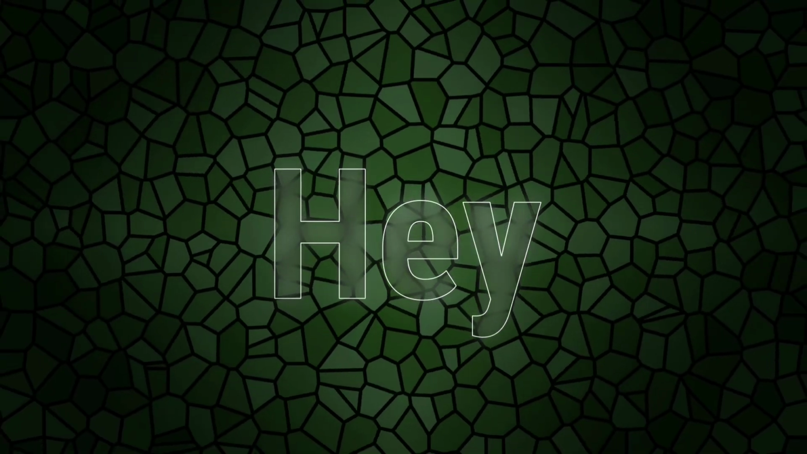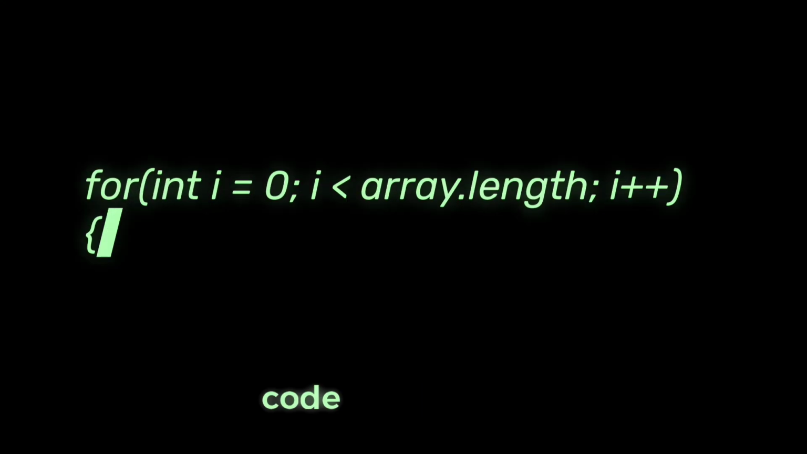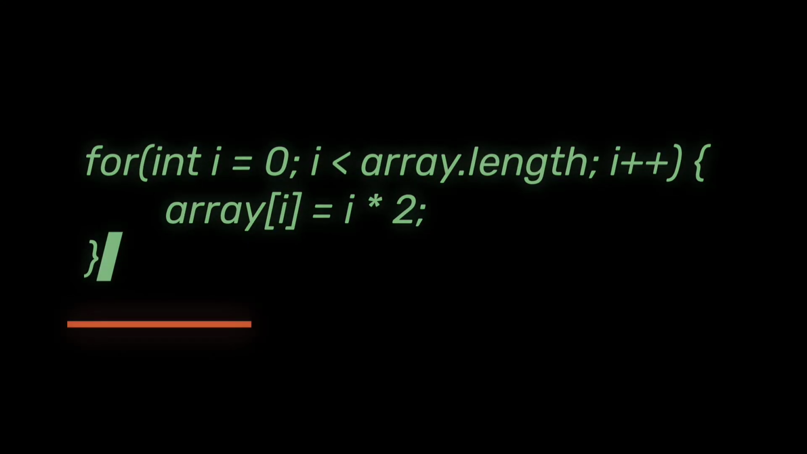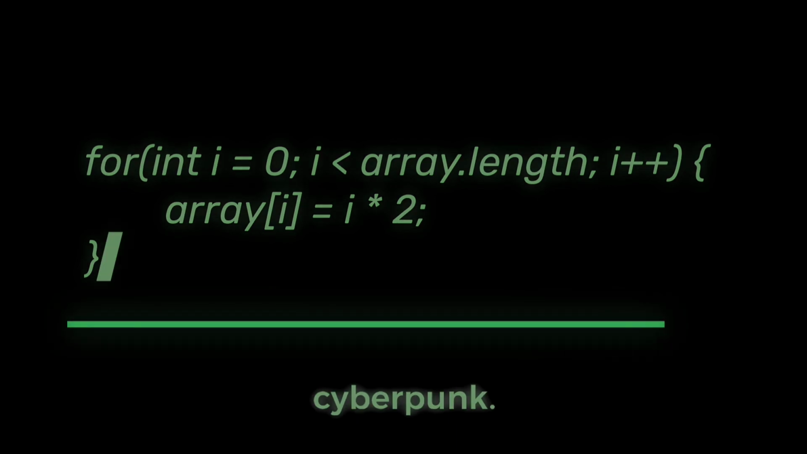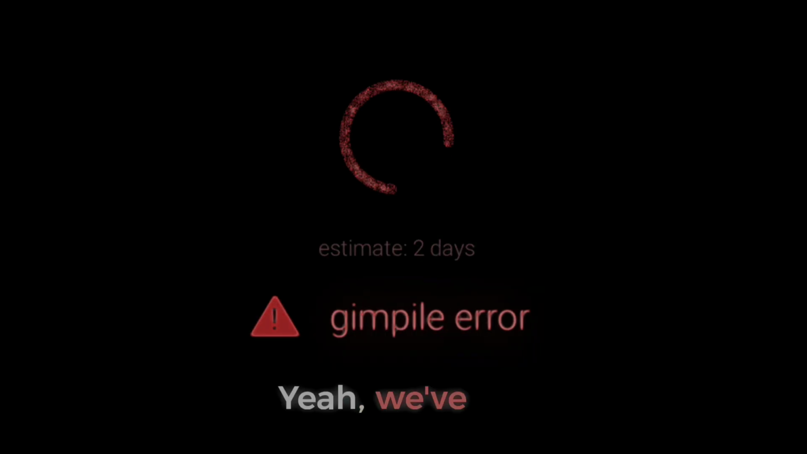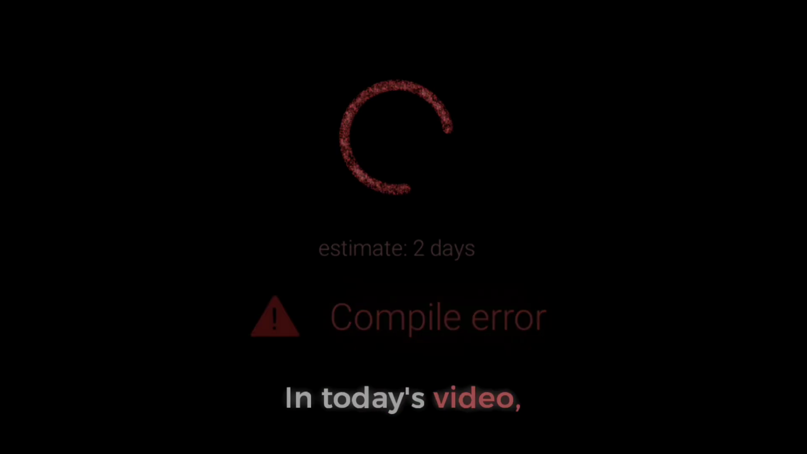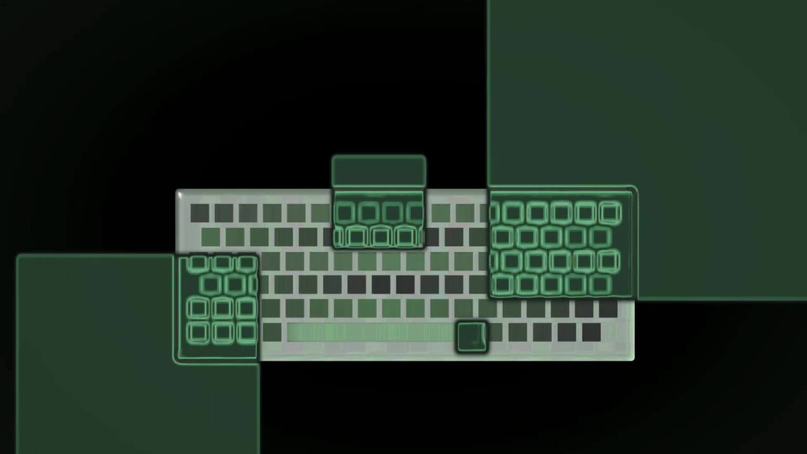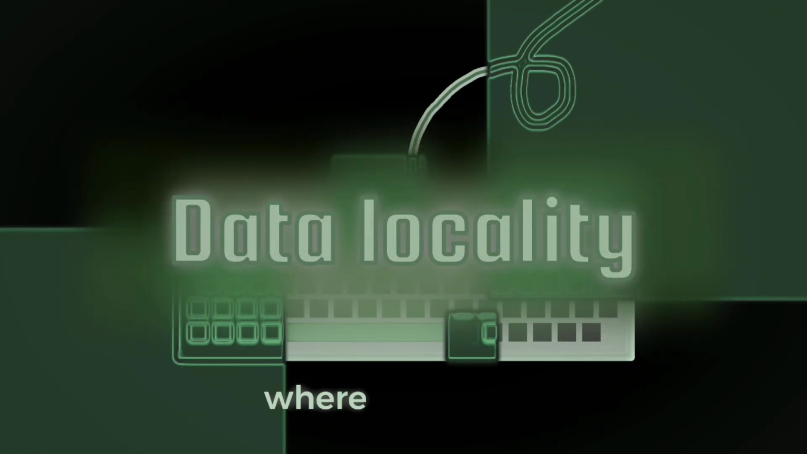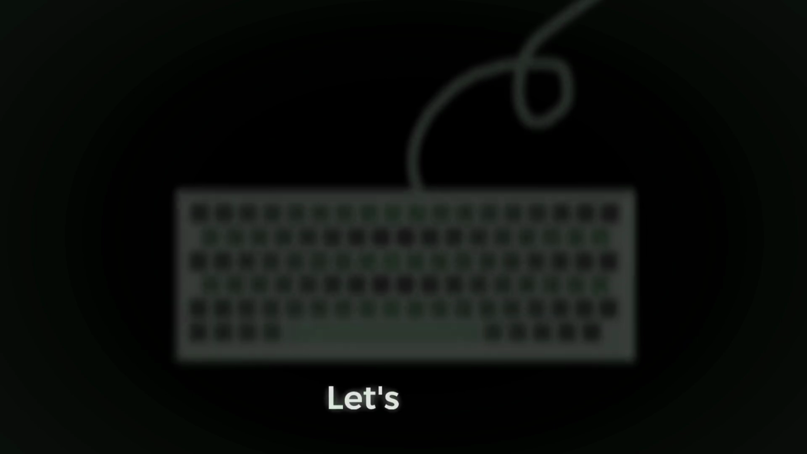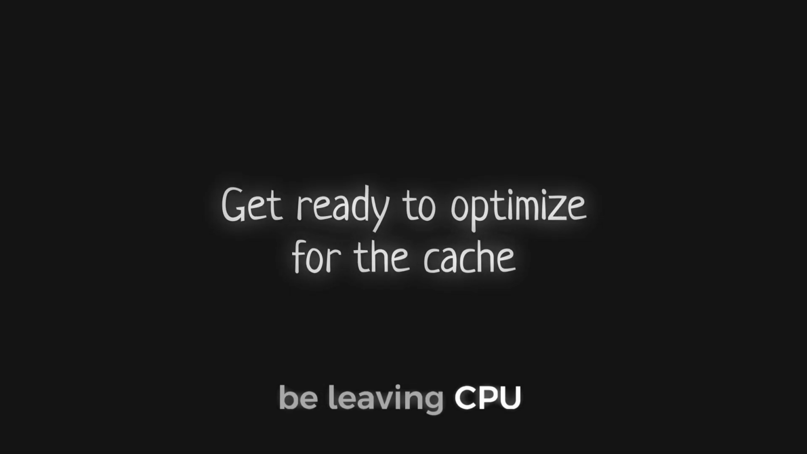You ever sit down, write a chunk of code that you've run before smoothly, but instead it lags harder than a potato PC running Cyberpunk? Yeah, you've all been there. In today's video, we are diving into why that happens, and it's not always your logic that's the problem. Sometimes it's where your data lives. Let's talk performance, caching, and how your code might be leaving CPU horsepower on the table. Let's go.